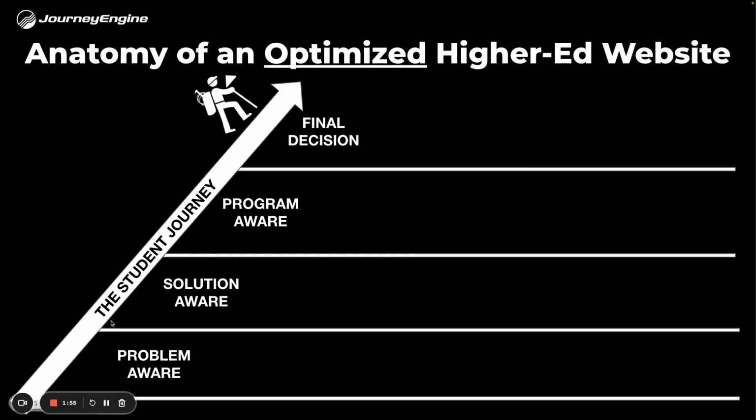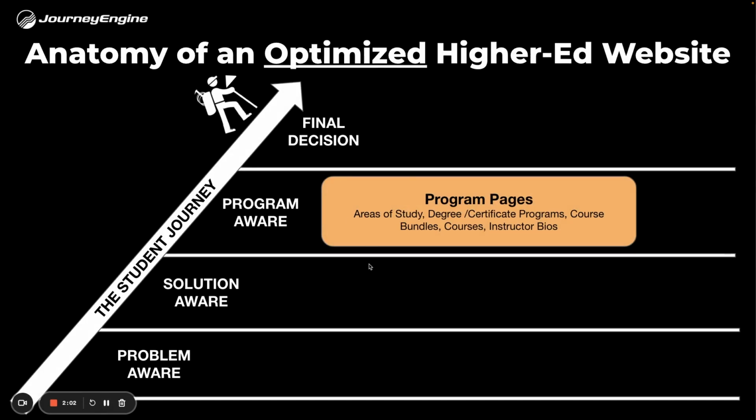stage of this journey. I work with a lot of higher education marketing teams, and what we've found is that almost every company has content that's appropriate for this stage of the student journey. Content that's talking about your areas of study, your degree and certificate programs, your different course bundles and courses, your instructors, etc. And of course, you're going to have this type of content. It wouldn't be much of a website without it, so everyone is going to start at this point.